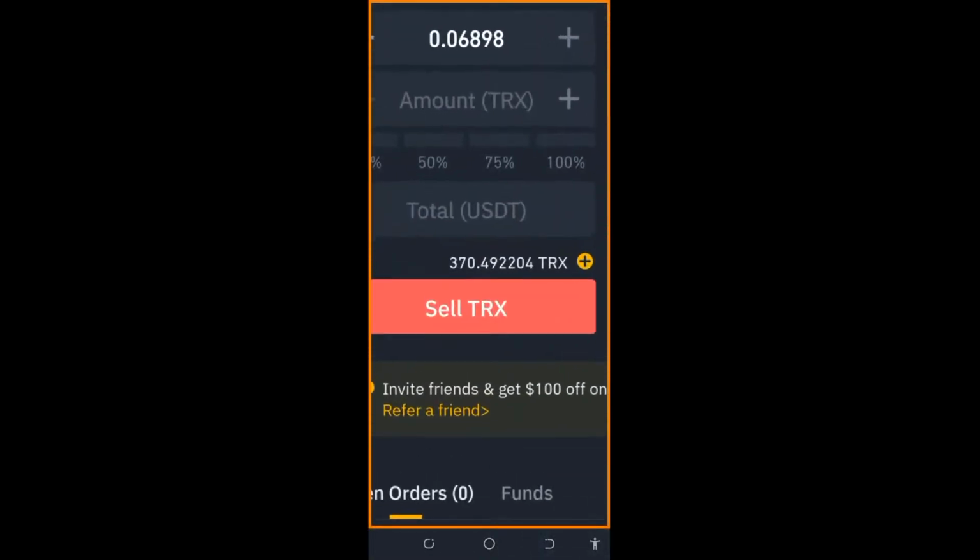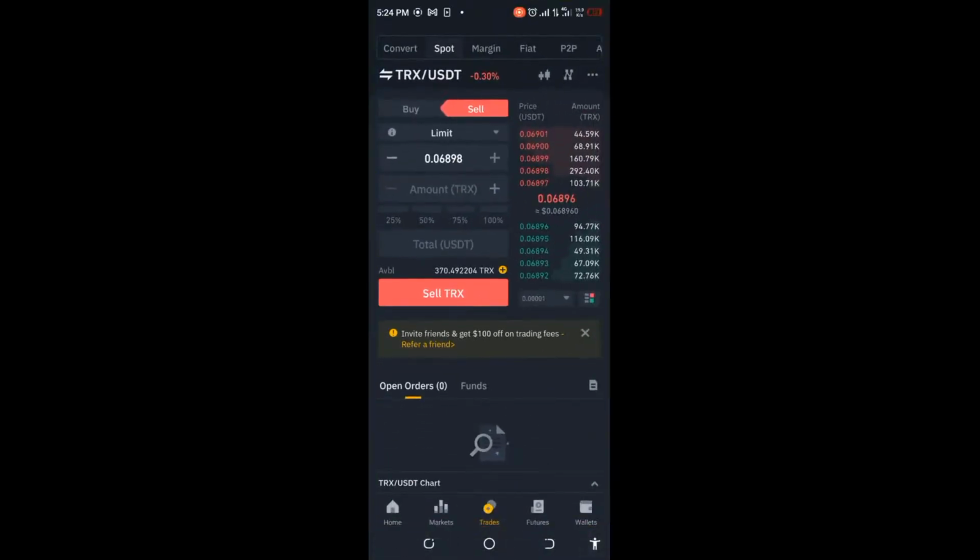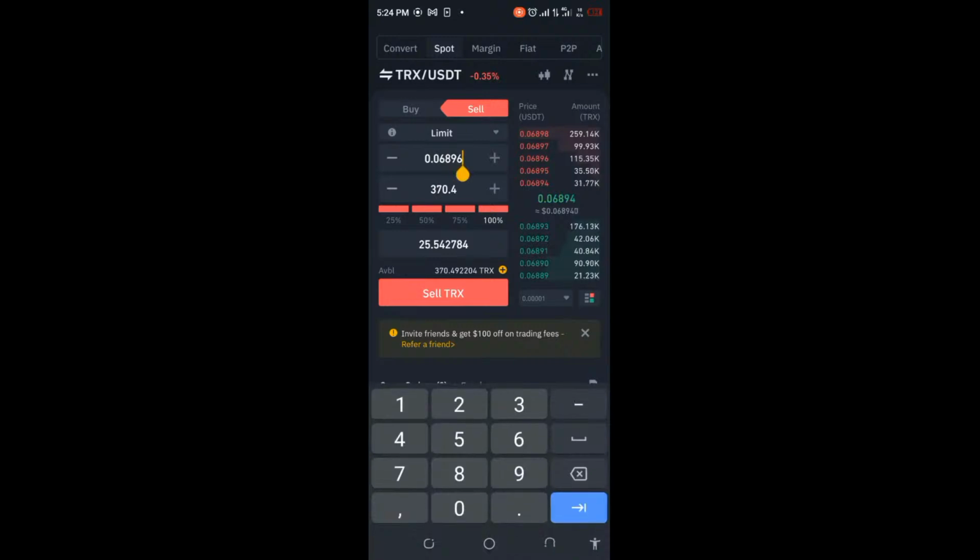So we have 370.49. Let's see what this is going to give us, if this is going to give us profit. Yeah, it looks like it's going to give us profit. Do we want to go with this, or do we make some spot trading elements to this? I'm thinking of making this a little higher. Or should I just take my profit right now? I think I should just take my profit right now and not bother about that.